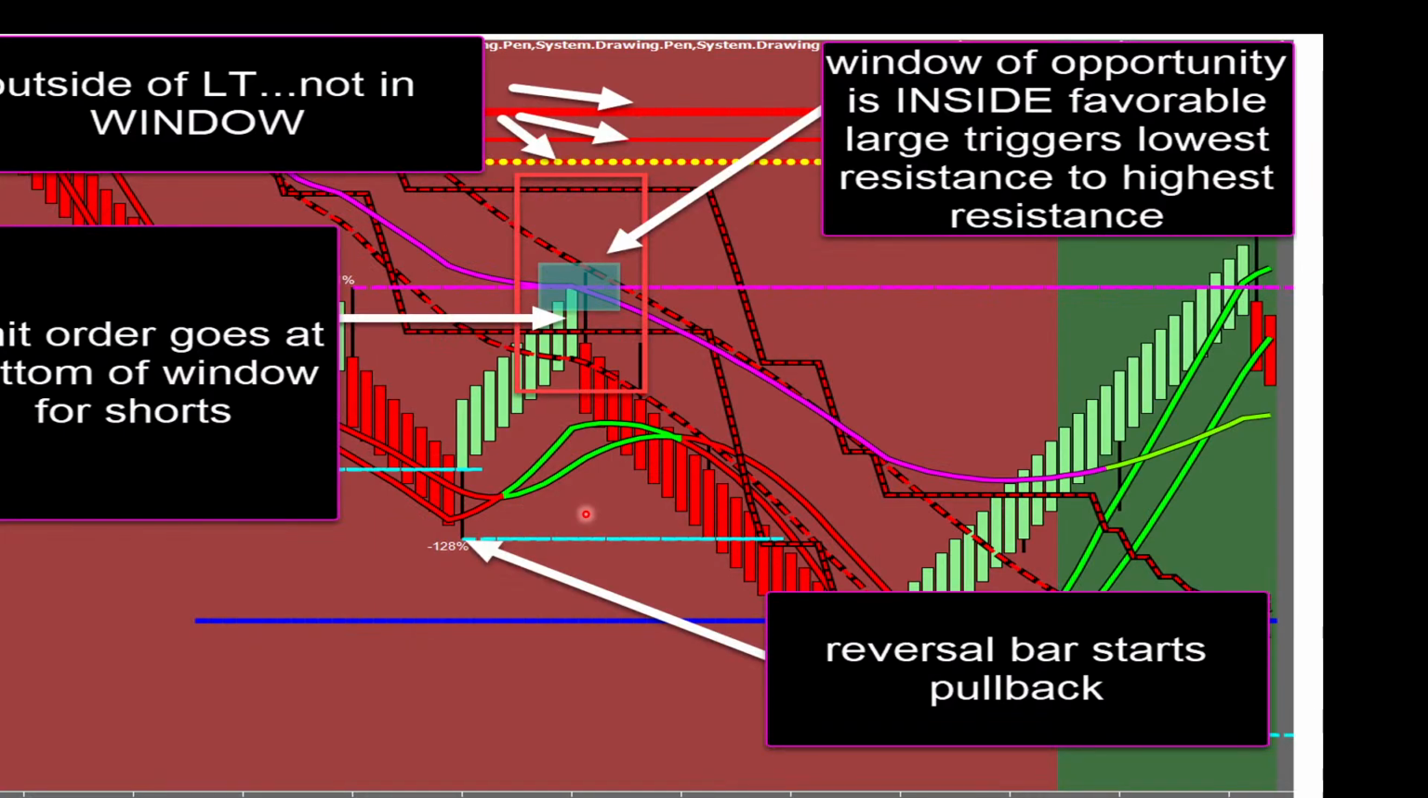In a downtrend with momentum and a clear path, you're going to wait for a reversal bar. This reversal bar signals the beginning of the pullback. It's not your entry. You'll define where the retracement is most likely to go. That's your trigger lines. The trigger lines are not your entry. It's the areas within those trigger lines.